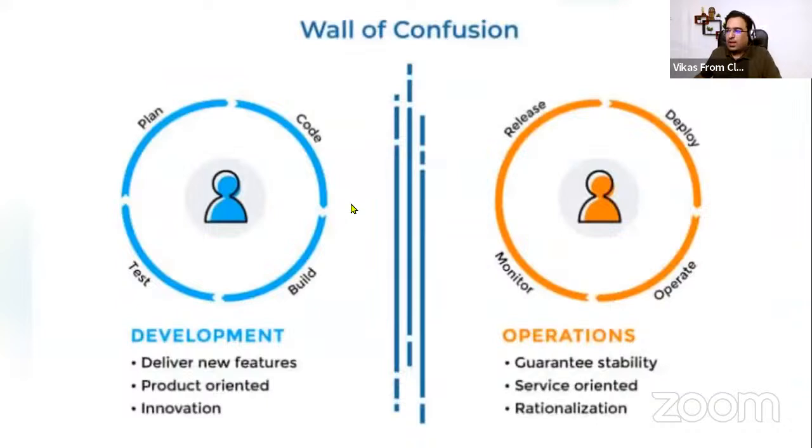Okay, cool. Development people have their own roles and responsibilities, and operation people have their own roles and responsibilities. On the development side, testing, planning, coding, and building are the main focus areas. On the operation side, releasing, deploying, operating, and monitoring are the main focus areas. They cannot do their work.